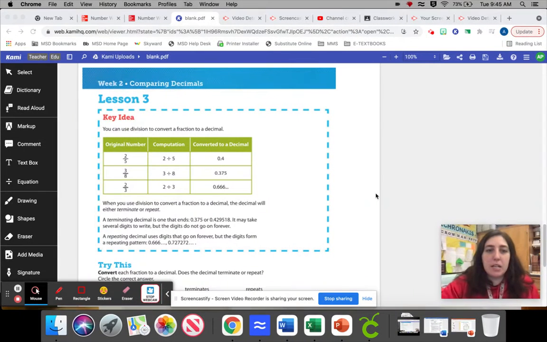We're still comparing decimals. That's still one of our key ideas. And in this lesson, we're learning to use division to convert a fraction to a decimal.